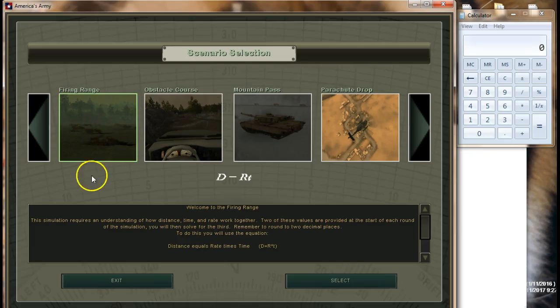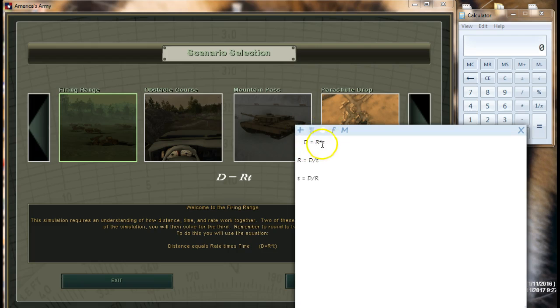Okay, firing range. That's the first one here, and it also happens to be the one on the blue notes that are labeled Part A. And if you look at Part A, it talks about using the formula distance equals rate times time. And that's the same thing we see here.